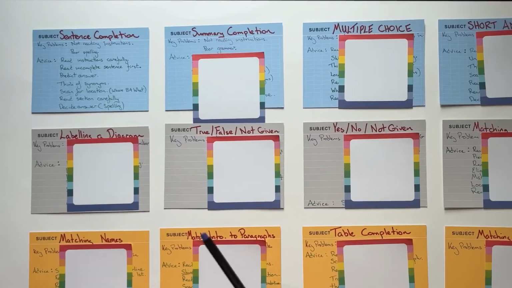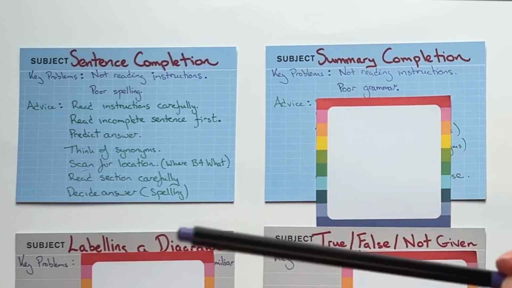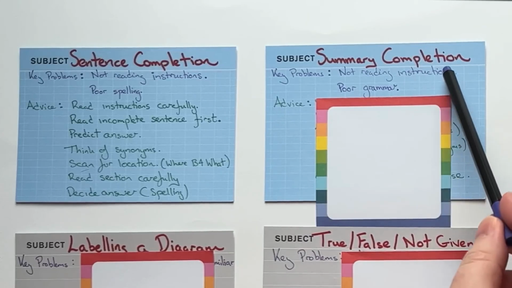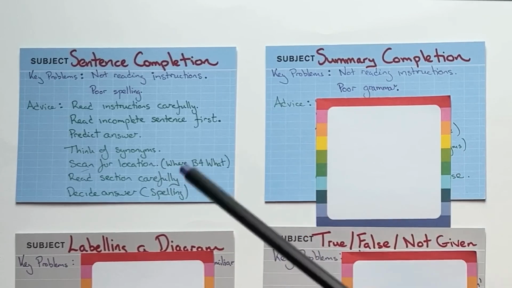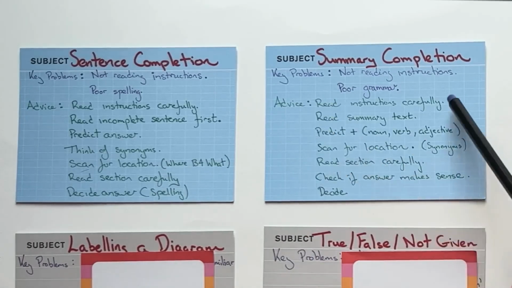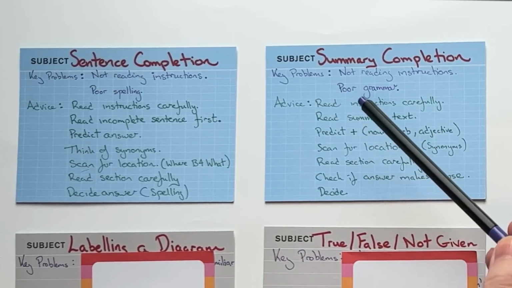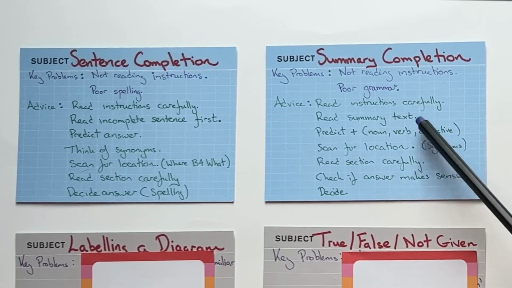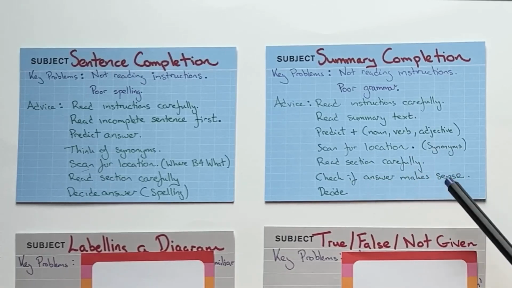So for summary completion, very similar to sentence completion, not reading instructions, you will be told, only write 1 word or 2 words. Pay attention to that. Spelling is also an issue for summary completion, but grammar is more of an issue here. This is because when we are predicting, we're going to be thinking about, is this going to be a noun or a verb or an adjective? So good grammar helps us with that, but it also helps us complete the summary in a way that makes sense. So I'll look at that in a little bit more detail in a second.